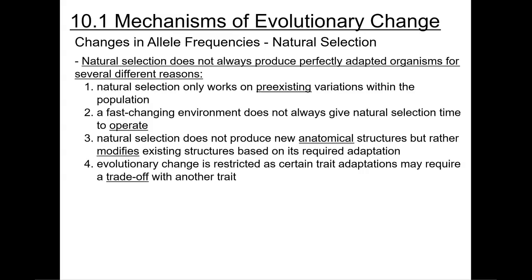So natural selection doesn't always produce perfectly adapted organisms, for several reasons. One, natural selection only works on pre-existing variations within a population. Secondly, a fast-changing environment doesn't always give natural selection time to operate. Third, natural selection does not produce new anatomical structures, but rather modifies existing structures based on required adaptation. And fourth, evolutionary change is restricted, as certain trait adaptations may require a trade-off with another trait.